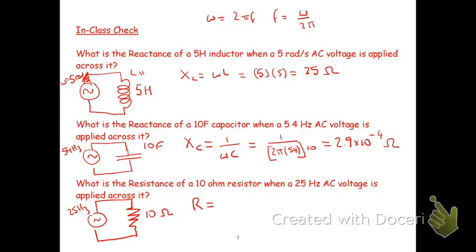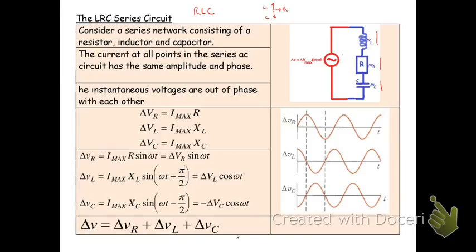It's 10. There's no frequency effect on the resistor. There is on the inductor, there is on the capacitor, but there's not on the resistor. So it's just always 10. People forget that. They get into a mindset and they're lost in the math, looking for something complicated, but it's just 10.